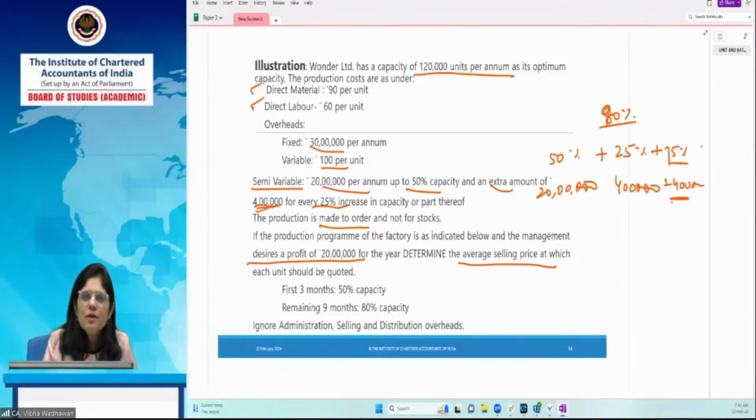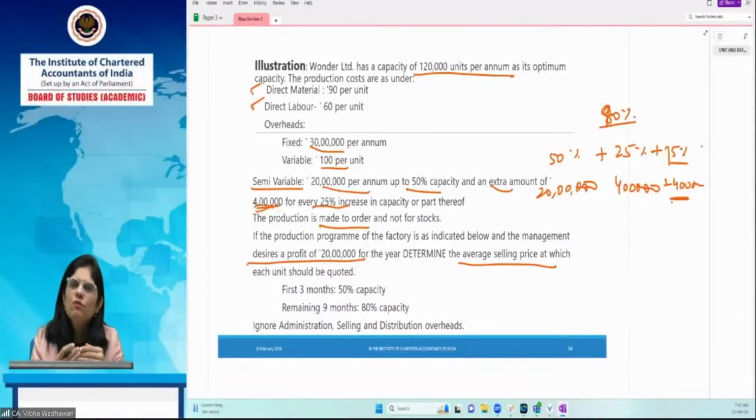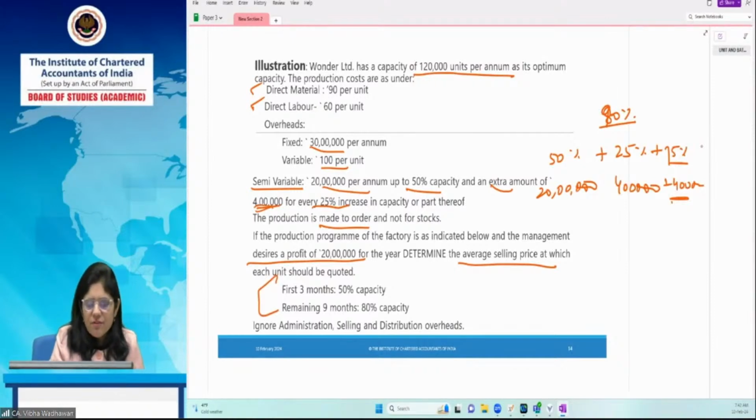See, management wants 20 lakh profit over and above the cost. So the cost is given as actual. Profit we require: whatever is the cost, plus 20 lakh profit we require. So how much will be the sales? Average selling price at which each unit should be quoted. So selling price per unit. Now the capacity they have given, ignore administration, selling and distribution. So we have to ignore the other overheads.